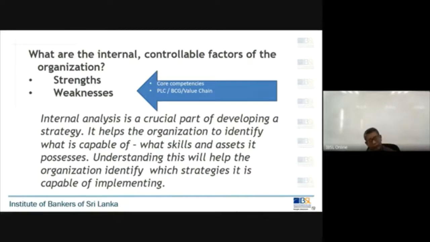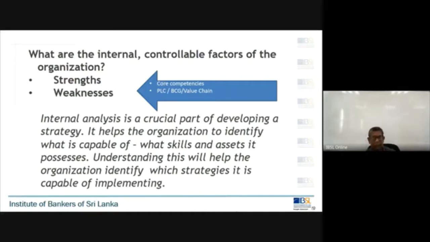Now we look at it. What are the internal controllable factors that impact the present position of the organization? Then mind you, what we are discussing. Sometimes midway we forget what we are discussing. Answering question number 2. On the very first day we discussed what strategic planning is. I explained to you. A strategic plan is all about answering 3 fundamental questions.